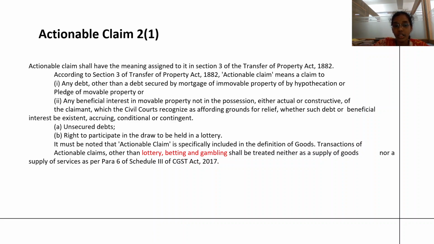And it must be noted that actionable claim is specifically included in the definition of goods under the CGST Act. The transaction of actionable claims other than lottery, betting, and gambling can be treated as supply of goods in the CGST Act. So this is the definition. It is defined under the Transfer of Property Act, whereas under the CGST Act we do not consider lottery, betting and gambling as actionable claims.